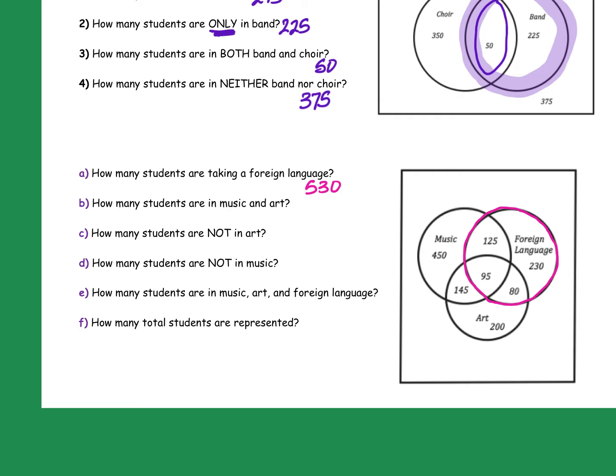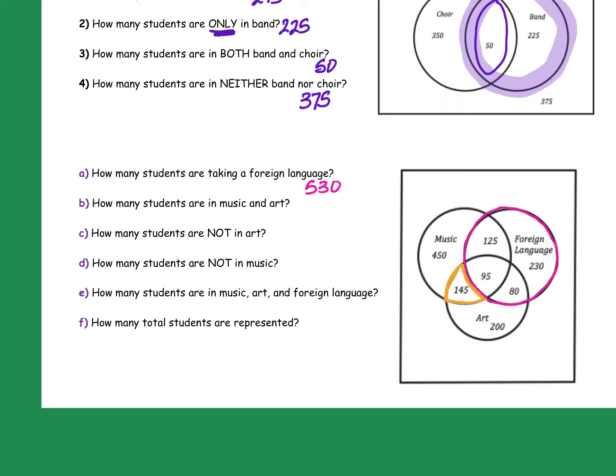Then it says how many students are in music and art. Wait, so music? It just says music and art. The part that overlaps just music and art is this part right here. Here's music, here's art. Those are the kids taking music and art. It doesn't say music, art, and foreign language. It says music and art.